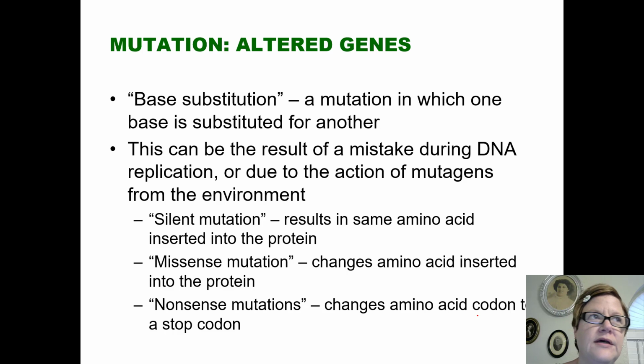DNA polymerase makes mistakes during DNA replication. And if the mistakes happen during DNA replication and they don't get fixed, then they become permanent. There can also be chemicals that come into the cell that cause changes to the DNA. Those are called mutagens. And also radiation is a mutagen, so UV light, X-rays.